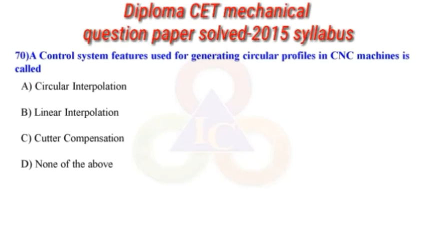A control system feature used for generating circular profiles in CNC machines is called A. Circular interpolation. B. Linear interpolation. C. Cutter compensation. D. None of the above. Answer is circular interpolation.